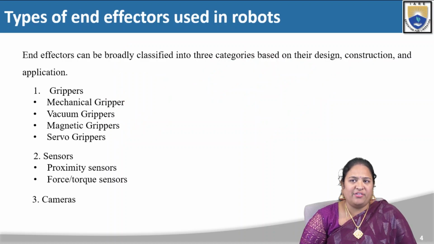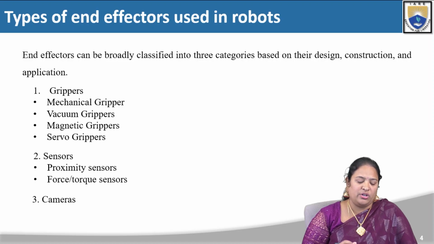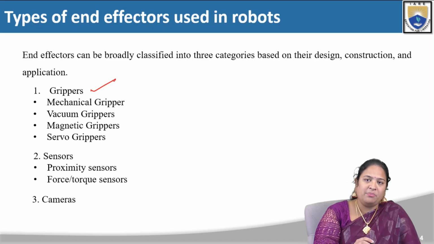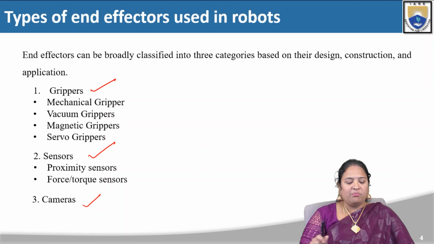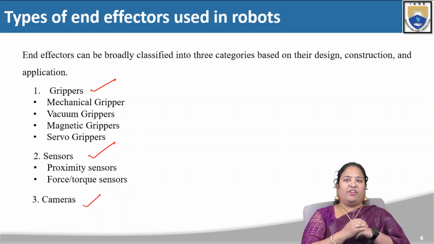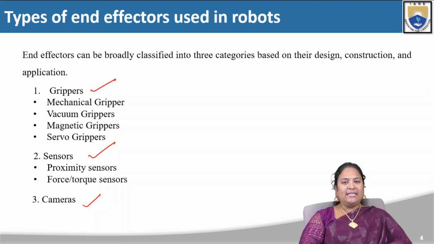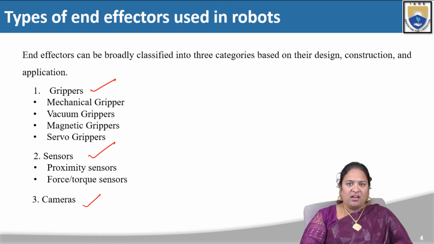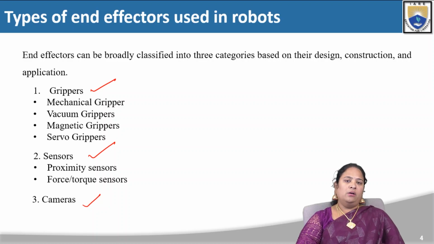Coming to the types of end effectors used in robots, as I've told you, we have three types: one is the gripper, the other is the sensor, and the third one is the camera. So, what do we mean by the end effector? End effectors can be broadly classified into three categories based on design and construction: the gripper, sensor, and camera. So, what do we mean by gripper? As I've told you, it acts like a hand wrist.